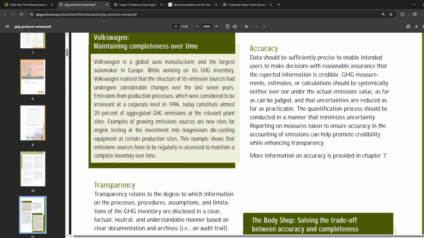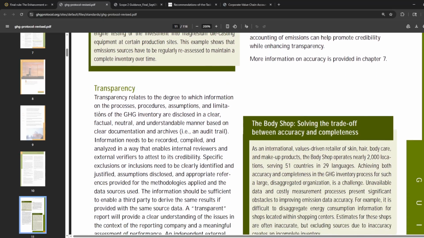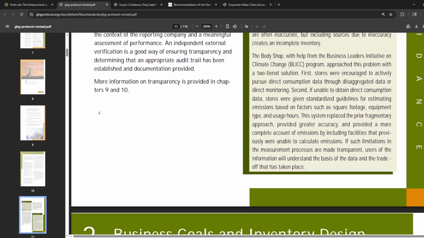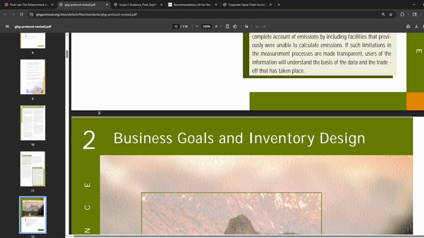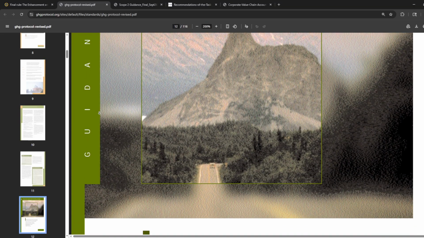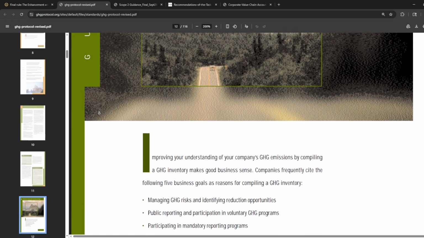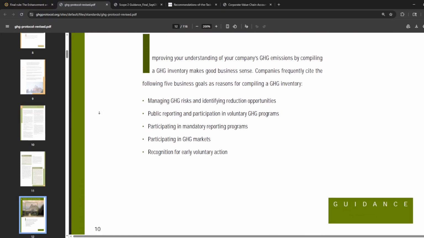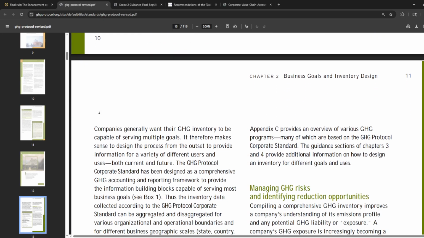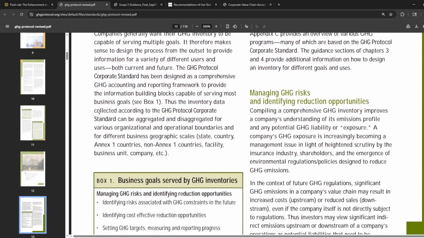These are known as direct greenhouse gas emissions. They occur from sources that are controlled or owned by your organization. There are four main categories of Scope 1 emissions that a corporation must track. The first is stationary combustion. This includes every time your company burns fuel on site for things like heating boilers or running furnaces.